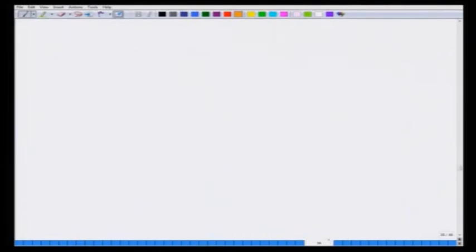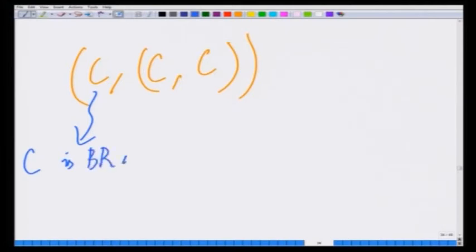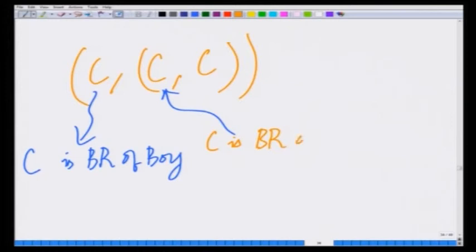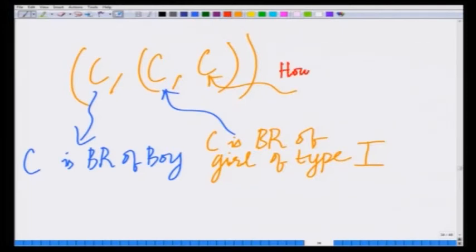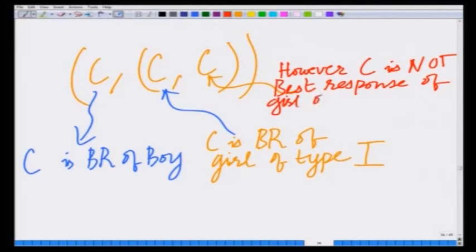So in this scenario, that is, if we look at C comma C comma C, we have analyzed that C is the best response of the boy, C is the best response of the girl of type I, but C is not the best response of the girl of type U. Therefore, C comma C comma C is not a Bayesian Nash equilibrium, because the girl of type U is not playing her best response.